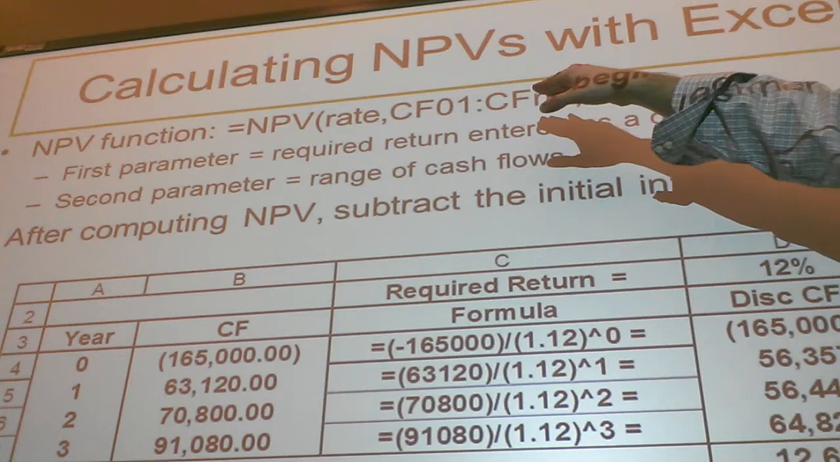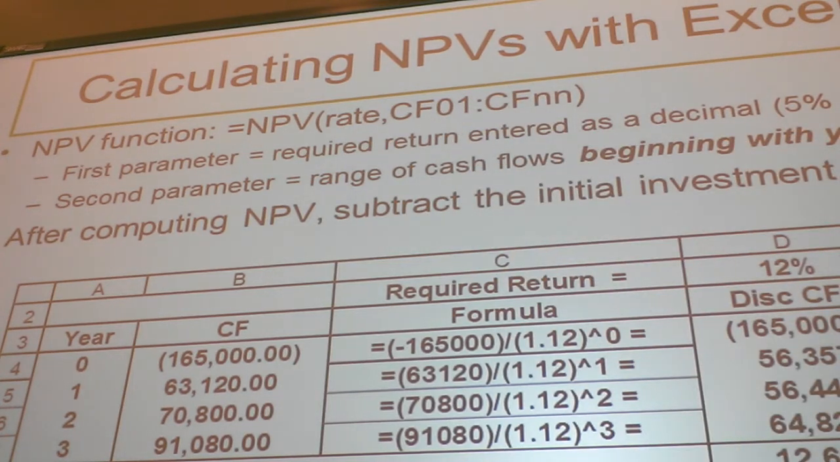This is definitely the important thing to note. I don't want you guys to get to the quiz next week and forget that. It's different than stuff that you've covered in the past, as far as using Excel. Okay, so it's something you should know. The first parameter, the required return, is entered in as a decimal, which is pretty straightforward. You've done that in the past. The second parameter, once again, is the range of cash flows beginning with year 1. Year 0 is when the outlay occurs. After computing the NPV, you then have to subtract that initial investment, which we've already done. You guys okay with this?